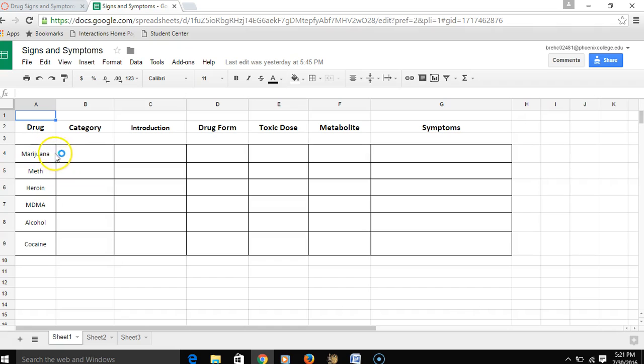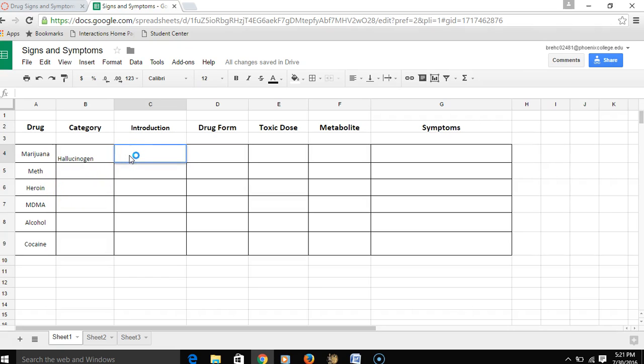So, for example, one of the drugs we're going to learn about is marijuana. The first question is, what category of drug is marijuana? Well, categories of drugs include hallucinogens, stimulants, depressants, steroids, rave drugs, and opiates or narcotic drugs. Marijuana happens to be a hallucinogenic drug or a hallucinogen. So what you would type in the category box is hallucinogen or hallucinogenic. So that's its type. You'd need to figure out what category of drug is methamphetamine and type that in, what category of drug is heroin, and so on and so forth.